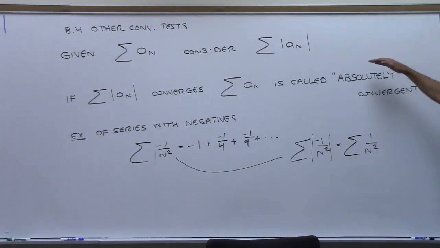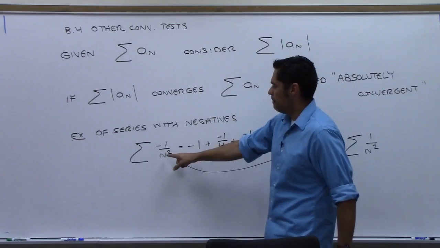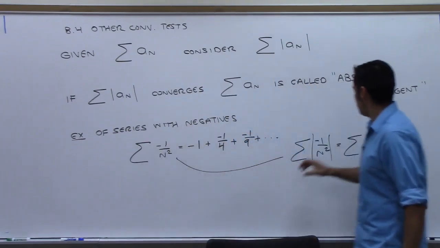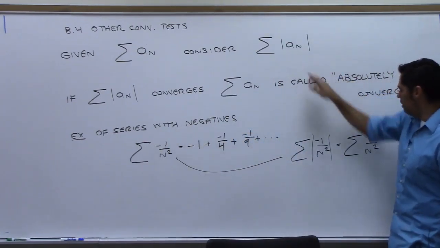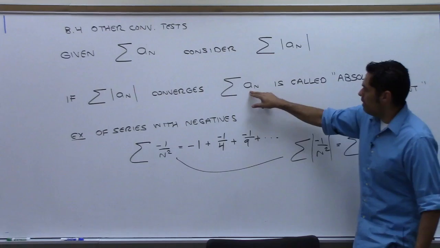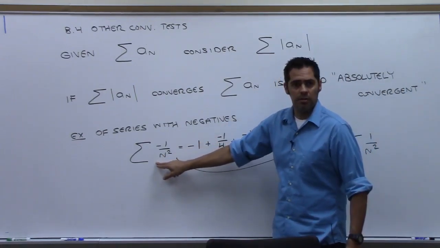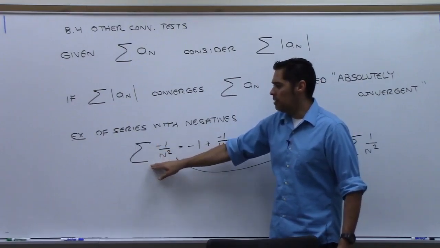Look at this definition, all right? Looking back at this one right here, this had negatives in it, right? This had negatives in it. If we take the absolute value of it, consider the absolute value of it, look at that series. Does it converge? Yes, it's convergent, which means that the original series we were looking at is called absolutely convergent. Right? That's called absolutely convergent.